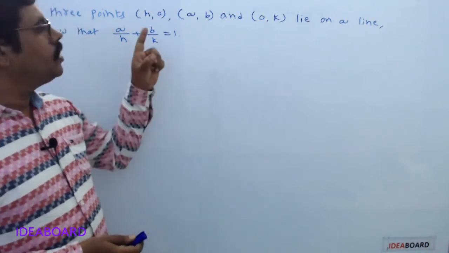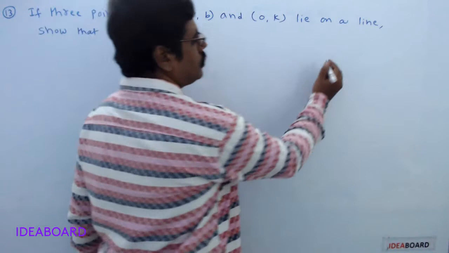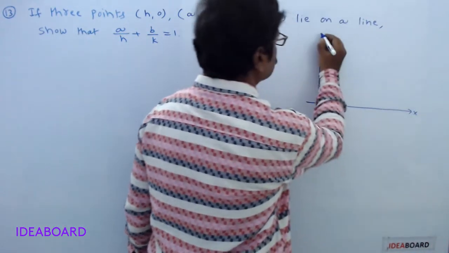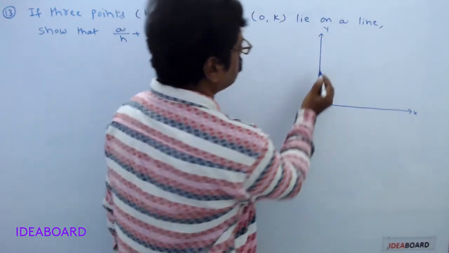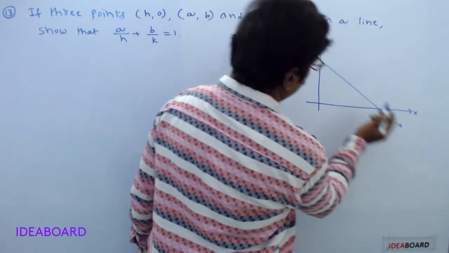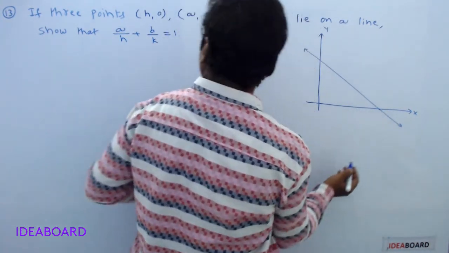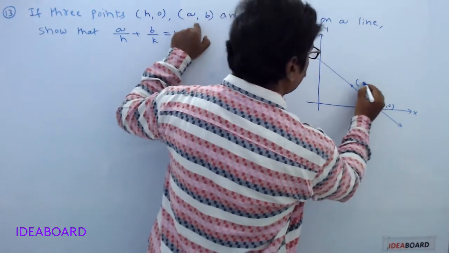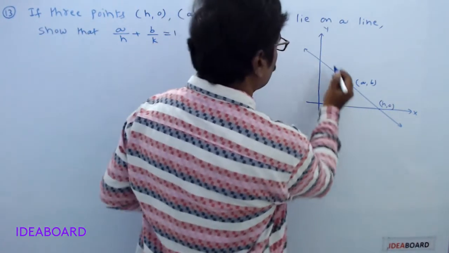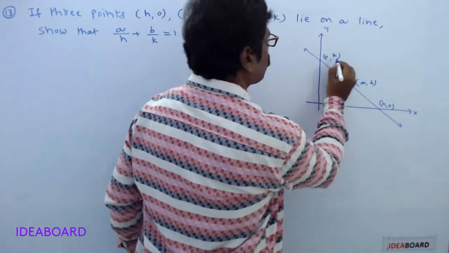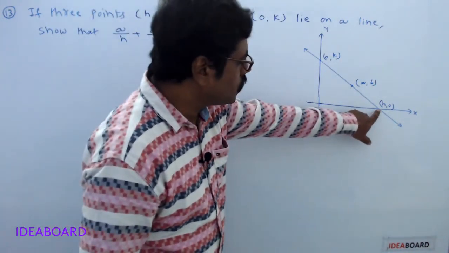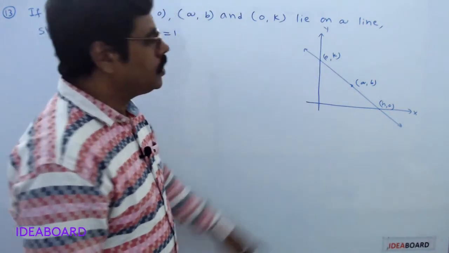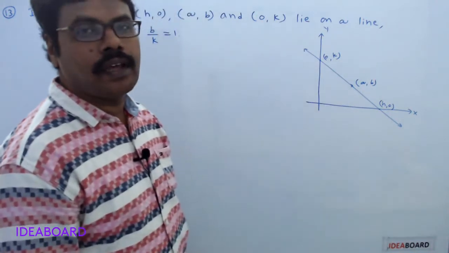First draw a rough diagram related to the given data. Suppose this is the x-axis, this is the y-axis. This is a straight line which passes through the points h, 0, a, b, 0, k. Now see the diagram. The points h, 0, a, b and 0, k lie on a line. It means these 3 points are said to be collinear points.